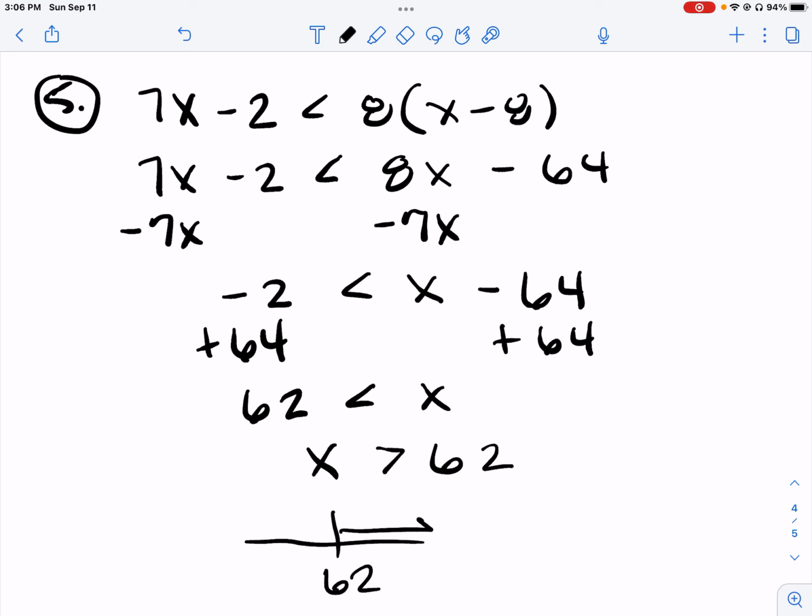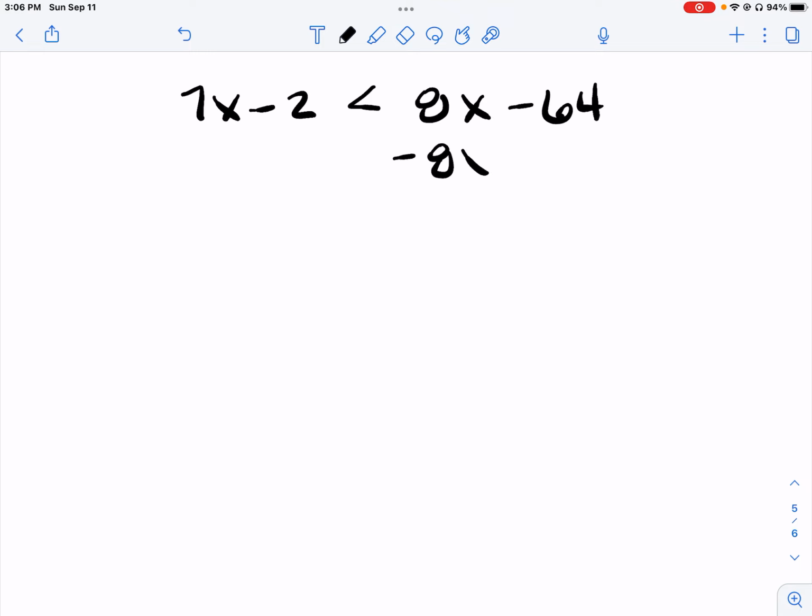Okay, more is to the right. It doesn't have or equal to, so it's not included. Okay, so our interval notation, what's on the left of the shading is the 62. When it goes to the right, that means infinity.